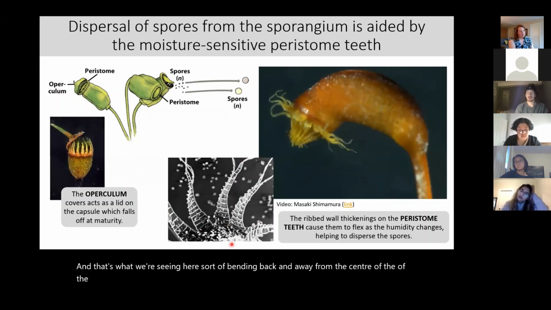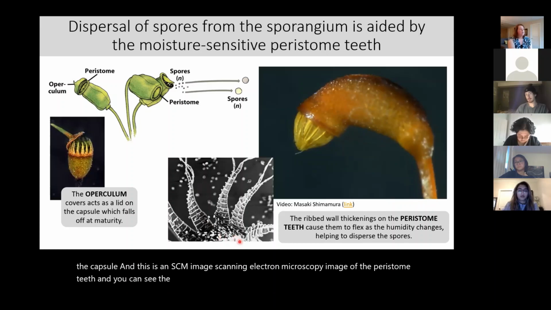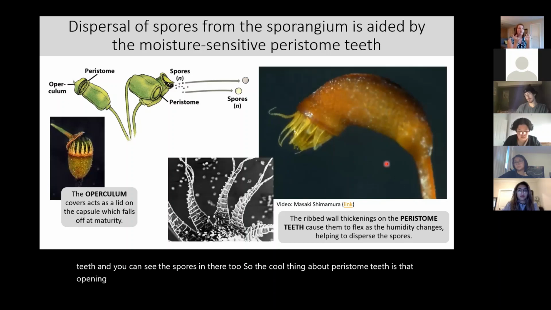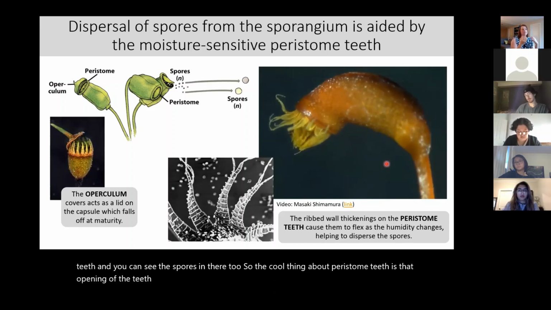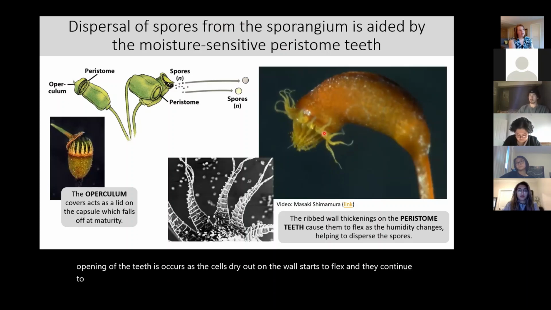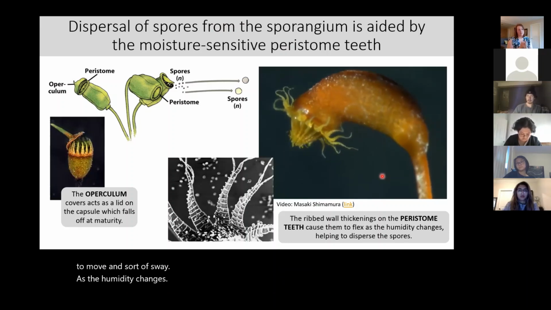And this is an SEM image, a scanning electron microscopy image of the peristome teeth. And you can see the spores in there too. So the cool thing about peristome teeth is that the opening of the teeth occurs as the cells dry out and the wall starts to flex, and it continues to move and sway as the humidity changes, which is helping to release the spores from the sporophyte.